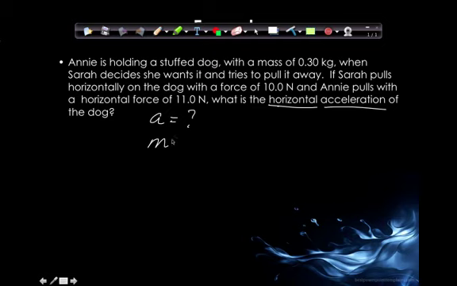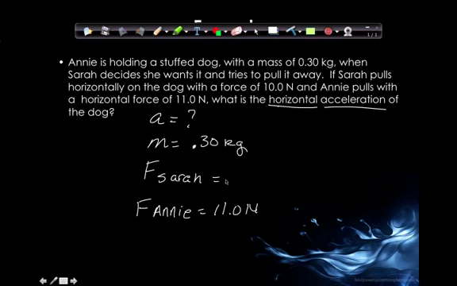It tells us that the mass of the dog is 0.30 kilograms. And then we also know that we have two forces being applied here. We have a force that Sarah's applying, and then we also have a force that Annie is applying. Annie applies a force of 11 newtons, and then Sarah applies a force of 10 newtons. So let's draw a diagram of this.